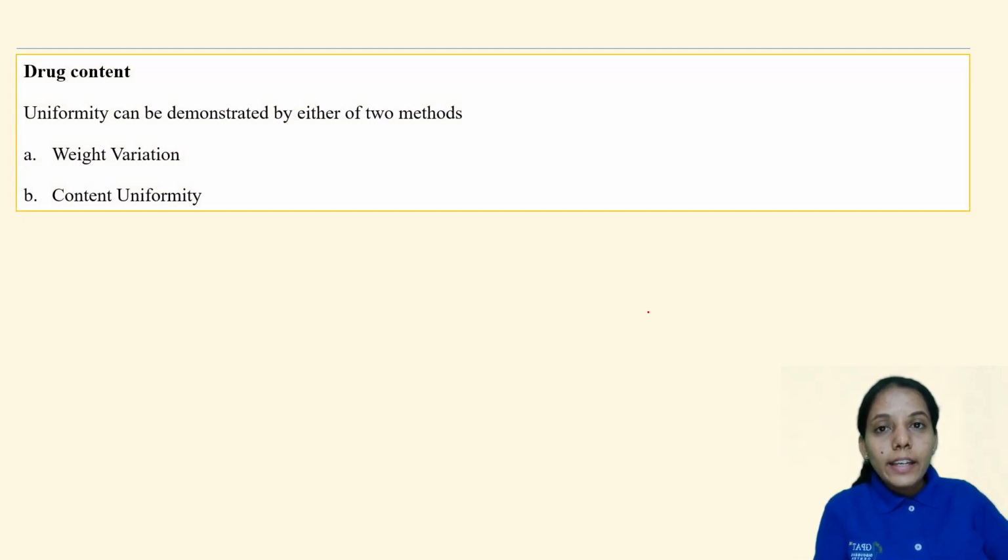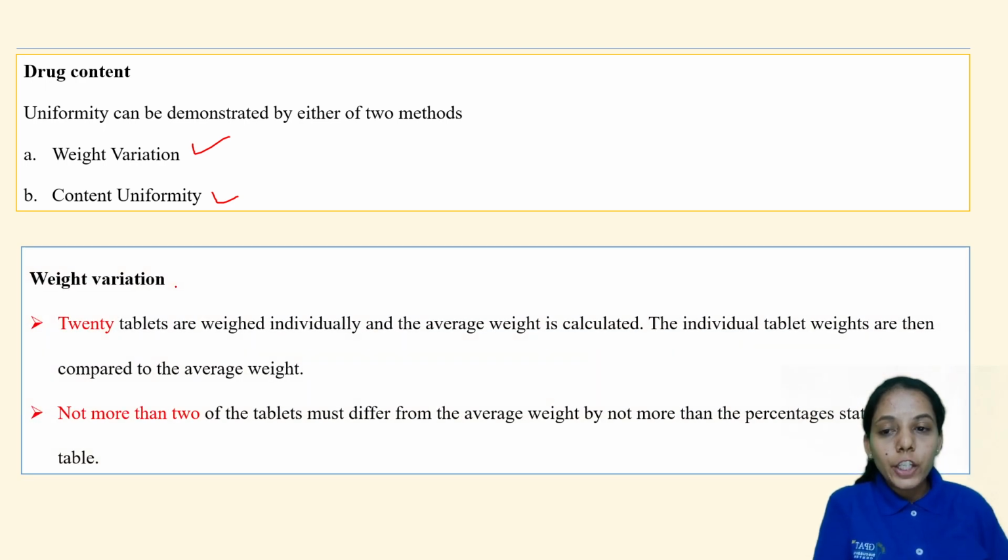Next is drug content. Uniformity can be demonstrated by either of two methods: weight variation and content uniformity. The tablets should not vary from tablet to tablet in terms of weight, and they should have the same content. For example, if it is 500 mg paracetamol, then all of the tablets should contain 500 mg of paracetamol. So let's see what is the test for weight variation.